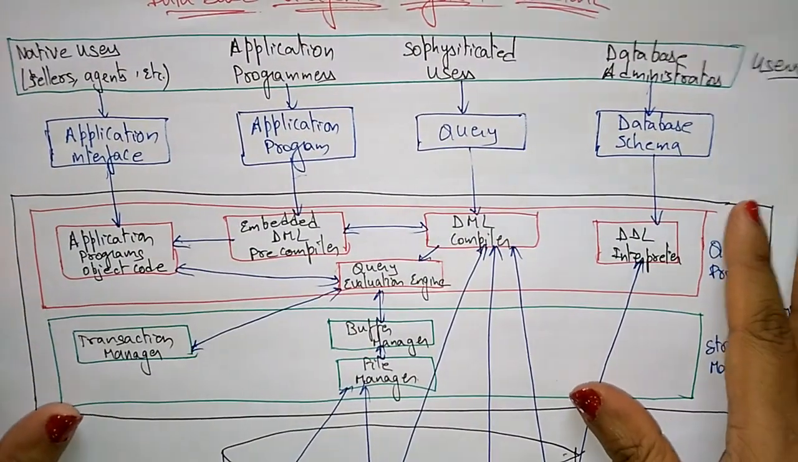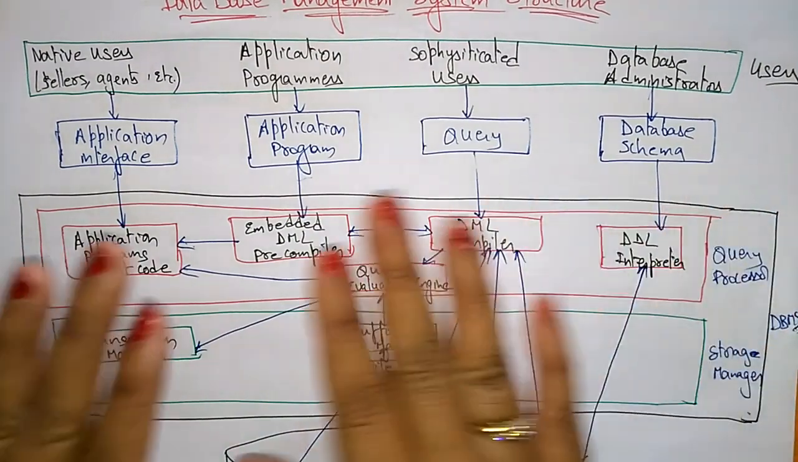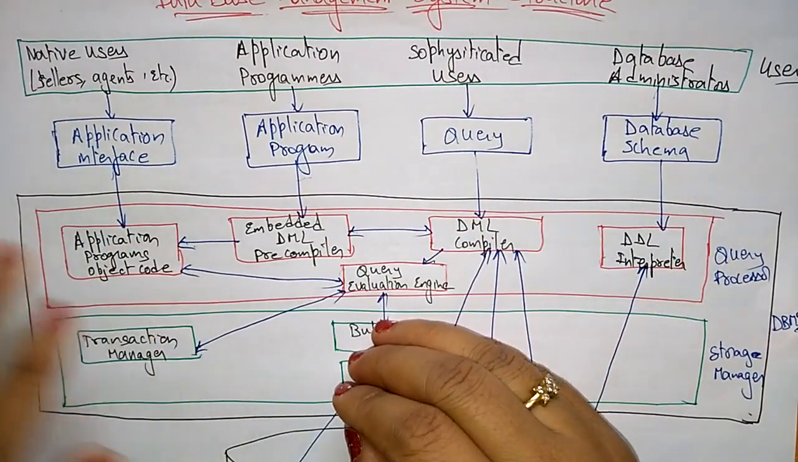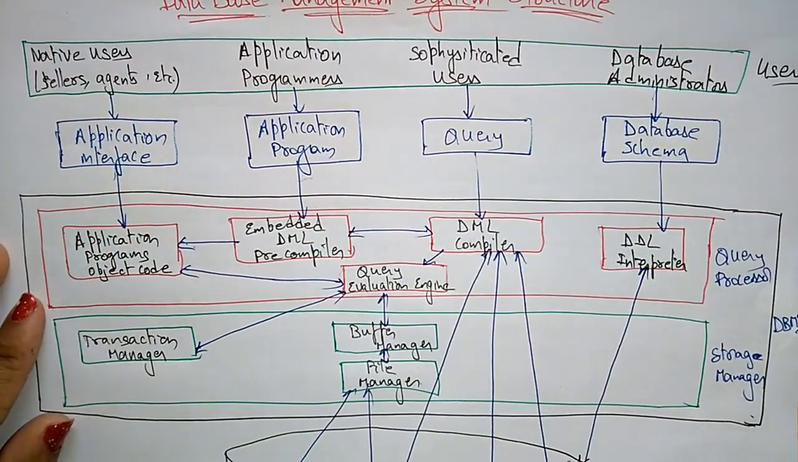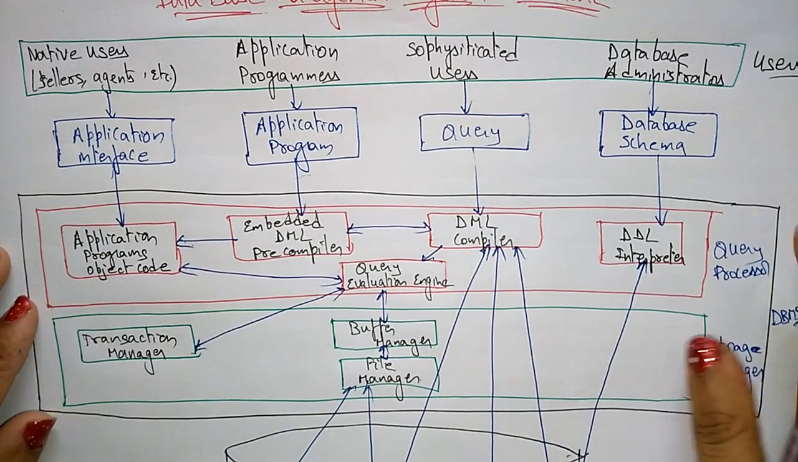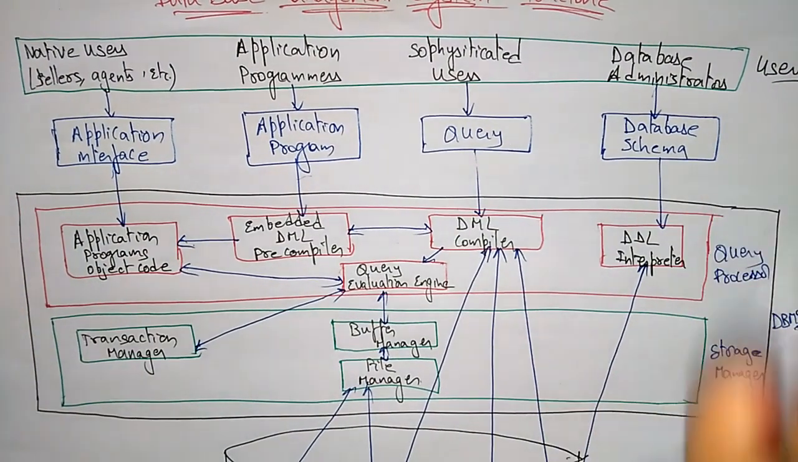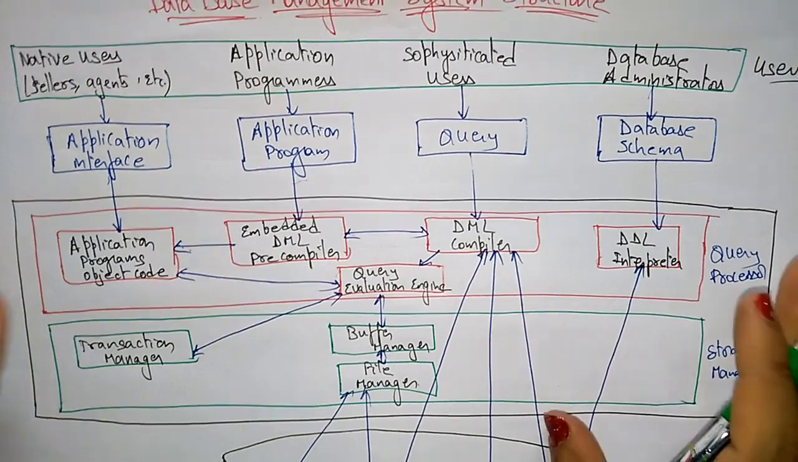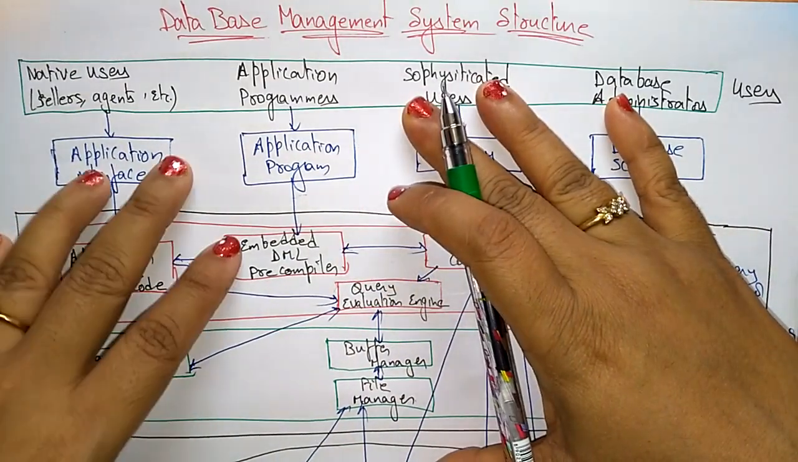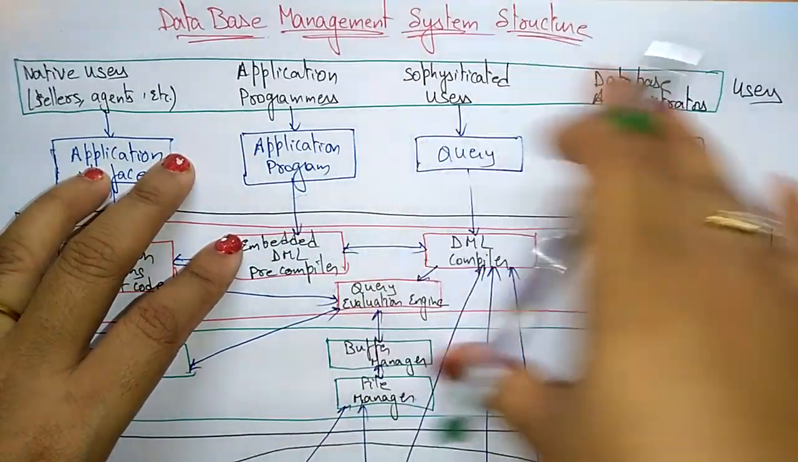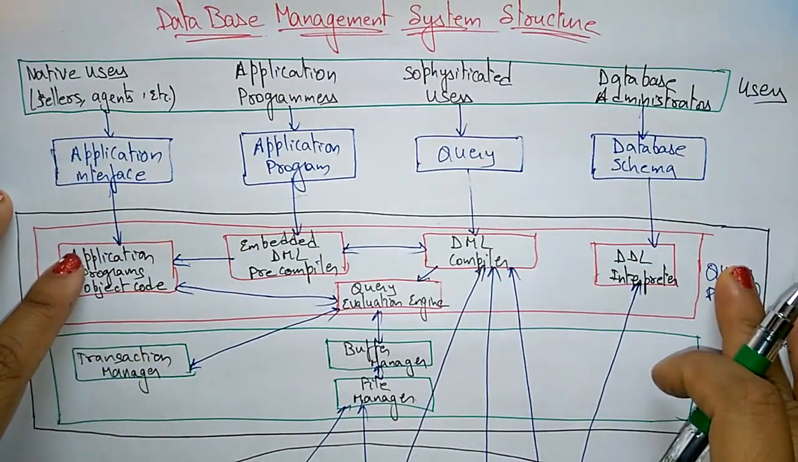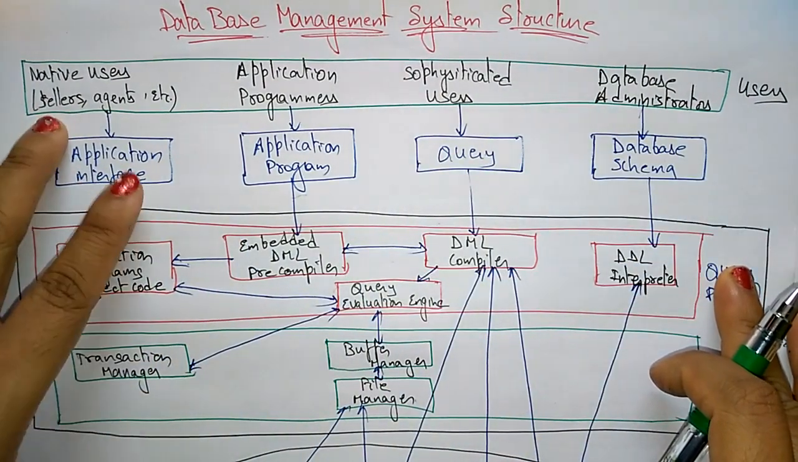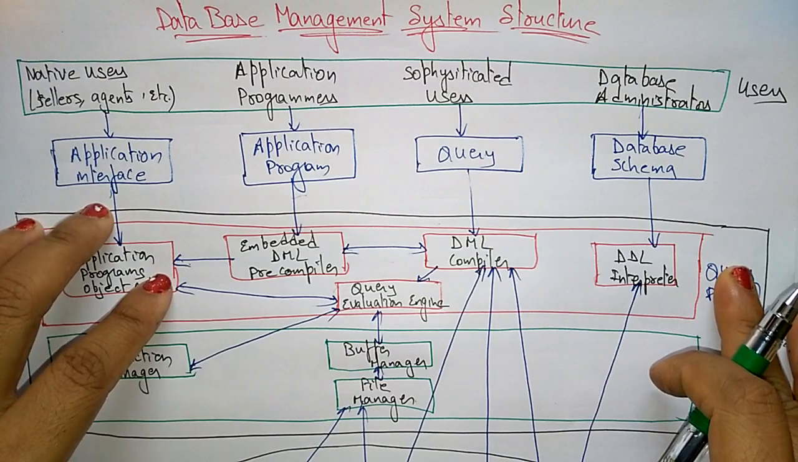Here you will come across different names, so don't be confused about what those names indicate. I will explain that in the further classes, further videos. Here I just want to explain how the database management system software is structured inside, how the software maintains the structure internally.